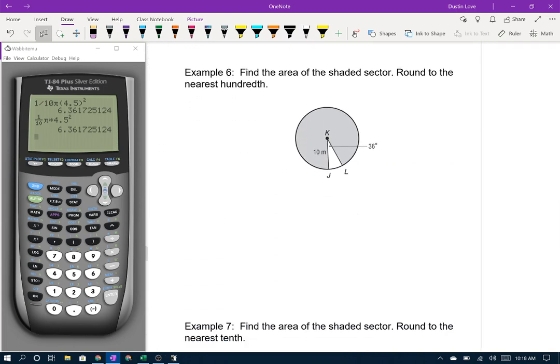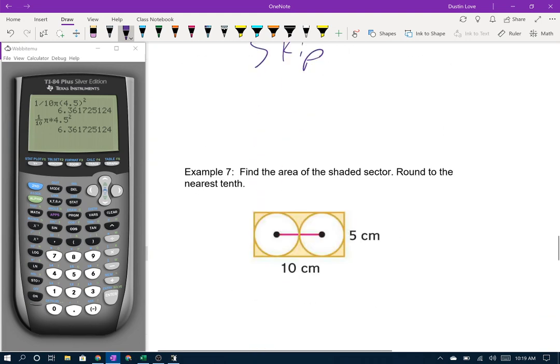Okay, find the area of the shaded sector. You know what? I'm going to skip this one. I don't know why I use this 36 degrees so much. It's the same process over and over again. You get the idea. Move on.